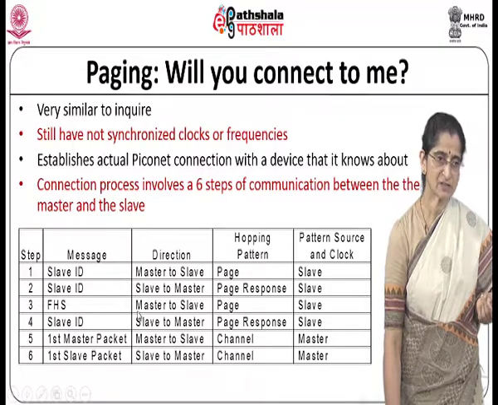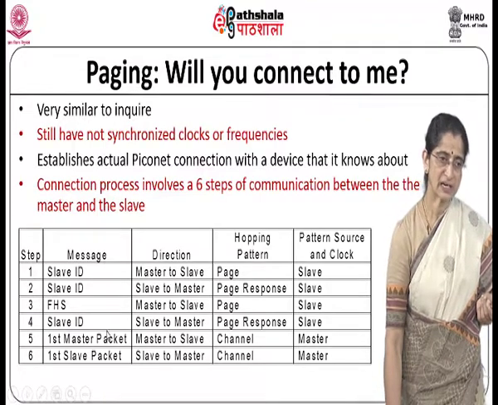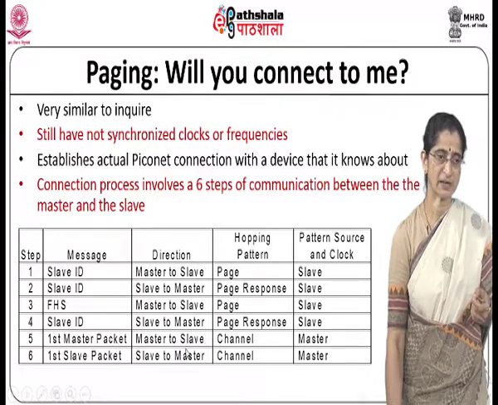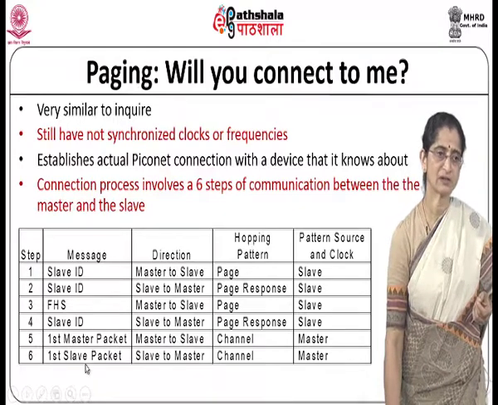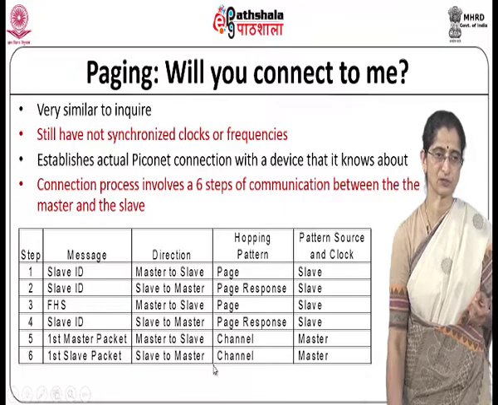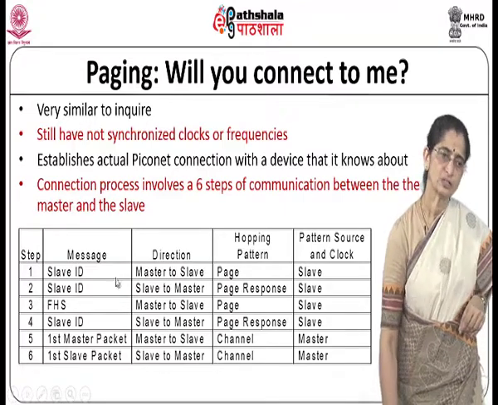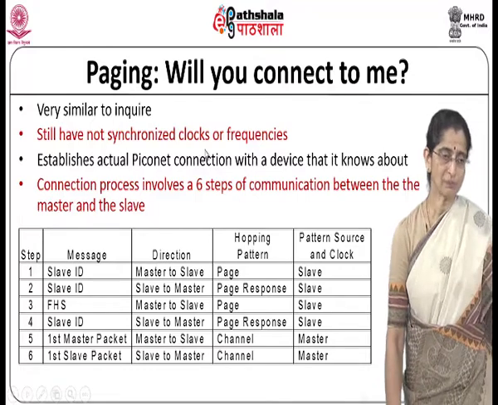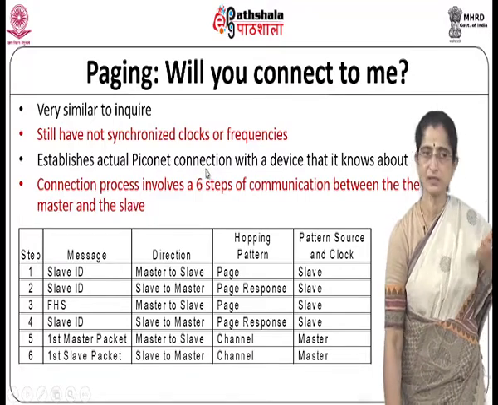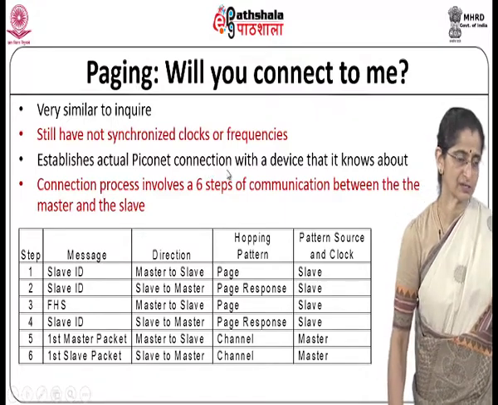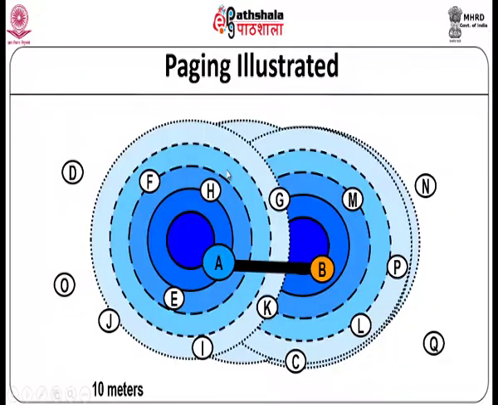Then there is an FHS which is sent from master to slave, and then a slave ID from slave to master, which again is a response, and then the first master packet which goes from master to slave, then the first slave packet which goes from slave to the master. So this sequence of steps is followed to complete this paging process. Once this is done, the communication is established between the master and the slave, and they can start transferring data to each other. Okay, so that's what is used.